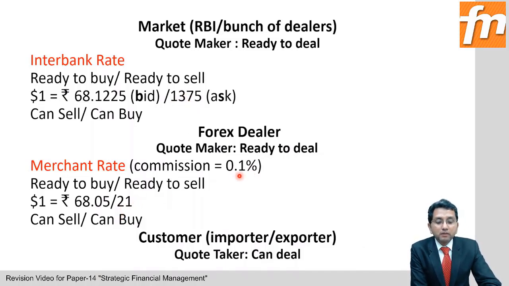So market will sell at 68.1375 and dealer will sell it at 68.21. That is by adding 0.1% margin, which is roughly 7 paisa. This is roughly 14 paisa. This is 21 paisa. So roughly 7 paisa per dollar will be the dealer's income.